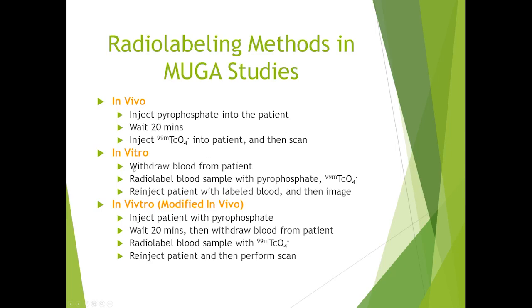An alternative way is to do it in vitro, where you withdraw a sample of blood from the patient, and then you label that sample with pyrophosphate and pertechnetate so that you have a well-labeled sample, and you take that sample and re-inject it in the patient, and then you image. And finally, there's a method otherwise known as modified in vivo, which is a kind of combination, where you initially inject the patient with pyrophosphate, you wait, but then you withdraw blood from the patient, and you label that sample with pertechnetate. So again, you've got a well-labeled sample, and you re-inject the patient.